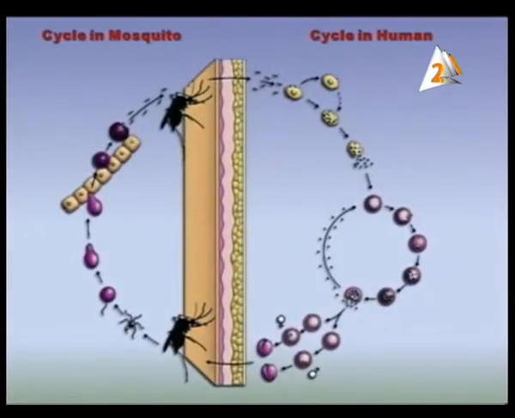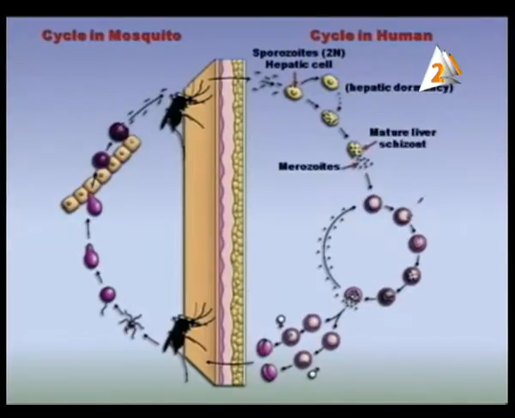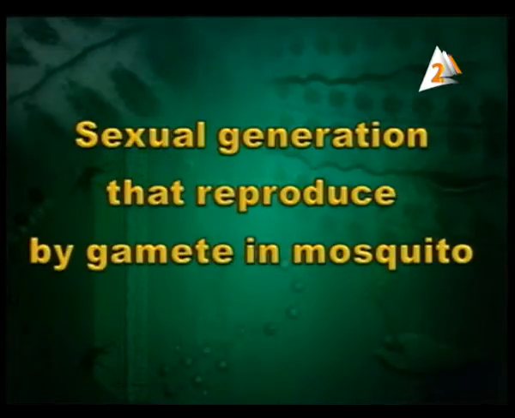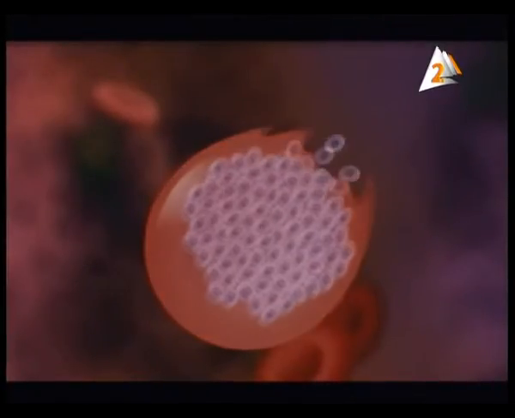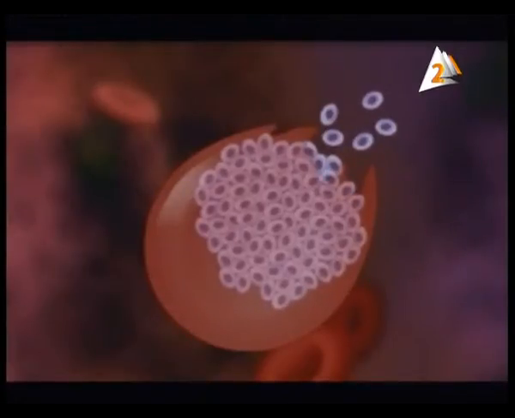It is fulfilled. How? If we look at the life cycle, you will see that there is a sexual generation produced by the gametes in the mosquito, and another, asexual generation, produced by sporogony in the mosquito and by schizogony in man. So alternation of generation is fulfilled in this life cycle.